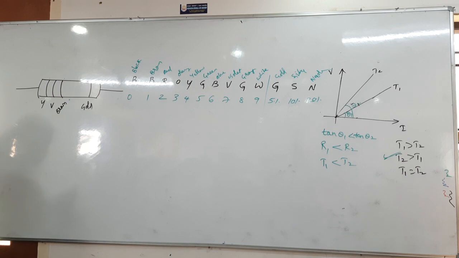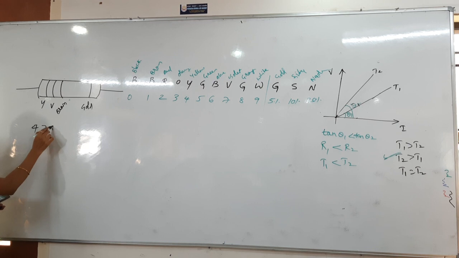How much? 470 ohms, plus or minus 5%. Gold is the color here. Correct? 470 ohms. Yellow number is how much? 4. Violet number is how much?